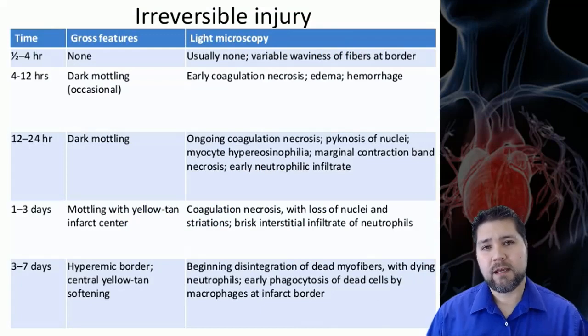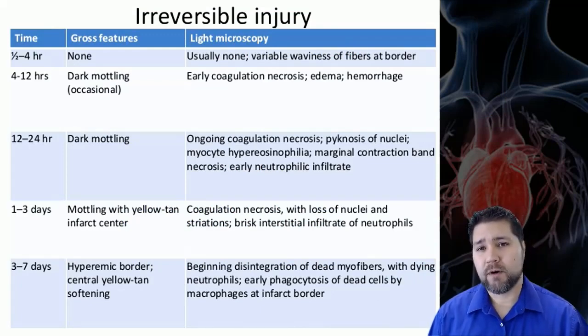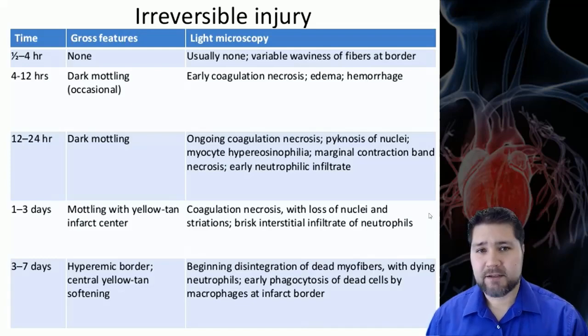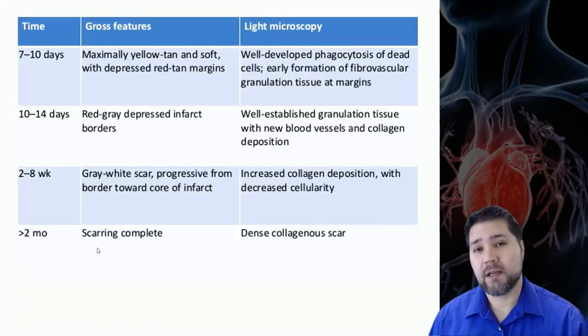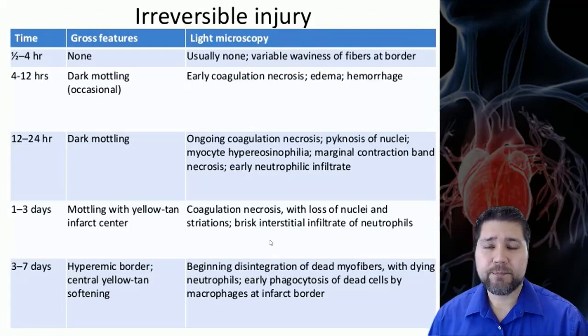Now, when looking at myocardial infarctions, it's important to be aware of the gross and microscopic changes that you'll see. Robbins has a great table that you can refer to in understanding the gross features that are going to change as the infarct starts to heal over time, up to the 2-month period where you get complete scar formation. So you should be familiar with this table.